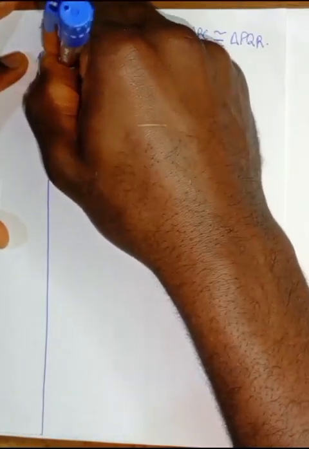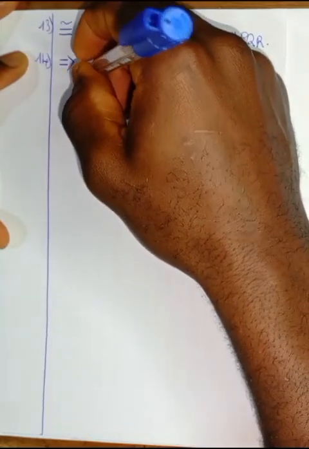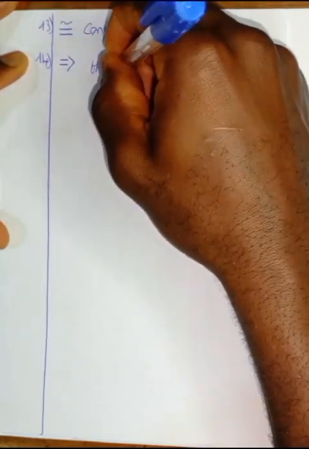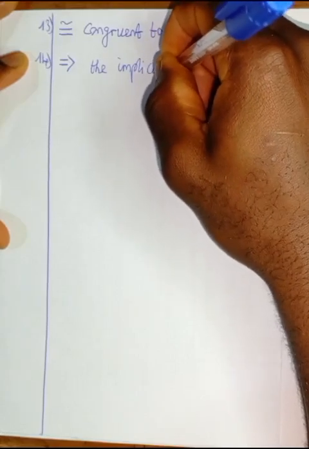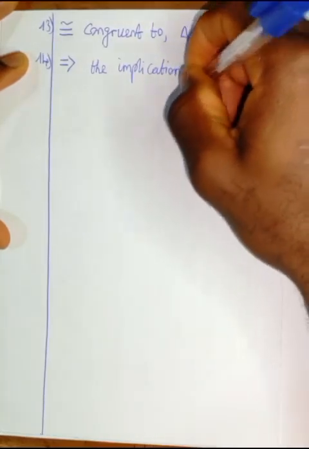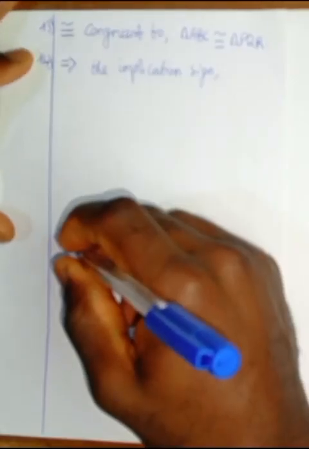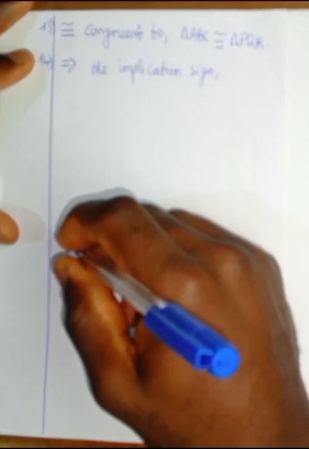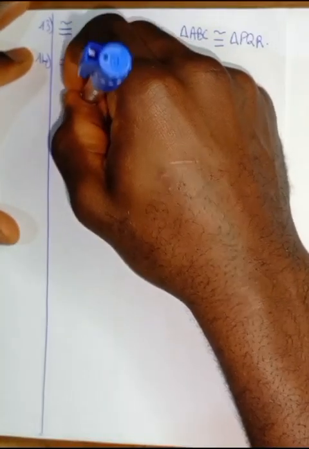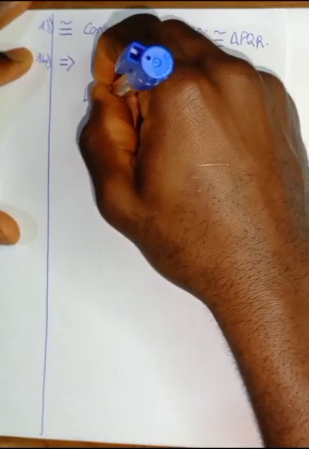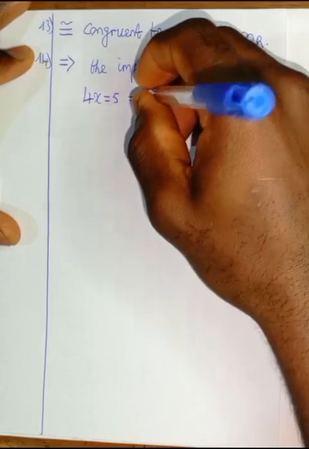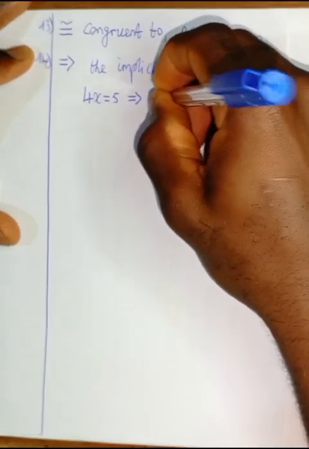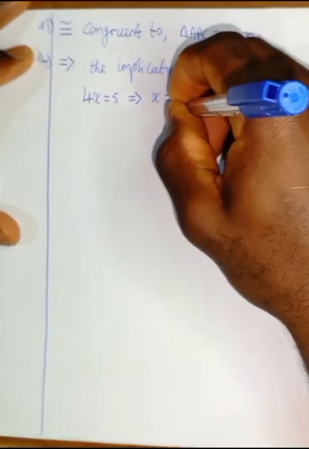Move to the next, 14. We have an arrow pointing to the right. We call it the implication sign. We make use of this sign when we are to draw conclusions. For example, if we take this problem 4x is equal to 5, then we can draw a conclusion by saying x will be equal to 5/4.